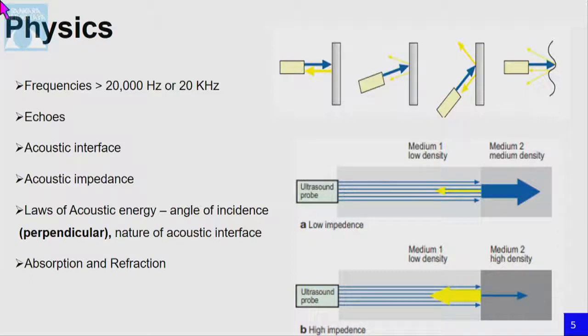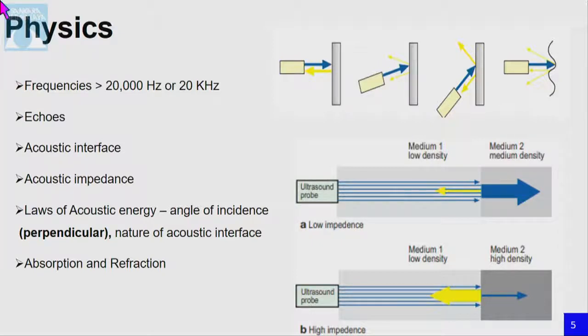So what is an acoustic interface? When there are two media of different acoustic impedance, an echo is created. So the acoustic interfaces are the sources of echo. As we could see, this is media 1 with low density and media 2 with a medium density. Here the difference between the acoustic impedance is less, so the intensity of the returning echo is less, or it's a weaker echo. Whereas here, the difference between the two media's acoustic impedance is more, so the strength of the returning echo is more. This is exploited in ultrasound for tissue diagnosis.